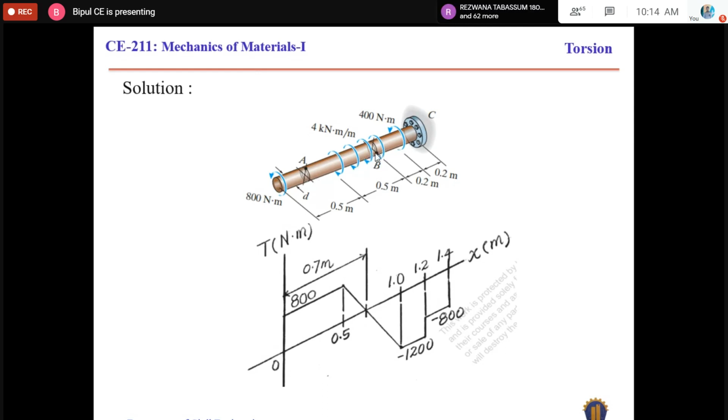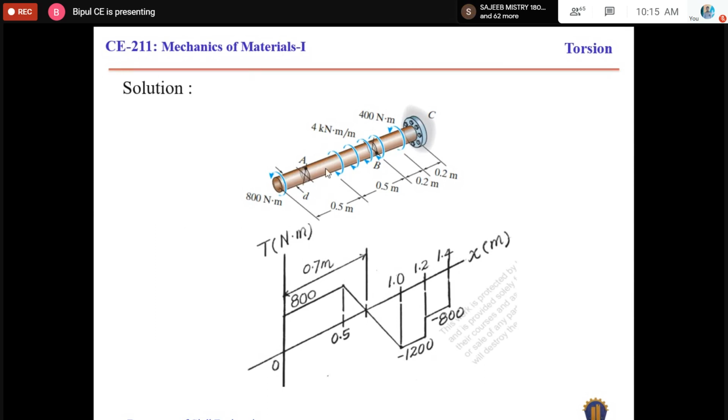Total negative torque is 2000 and positive torque is 800. So the resultant torque will be 1200 Newton meter, and that will be negative. So at this point, the resultant torque is 1200 negative.